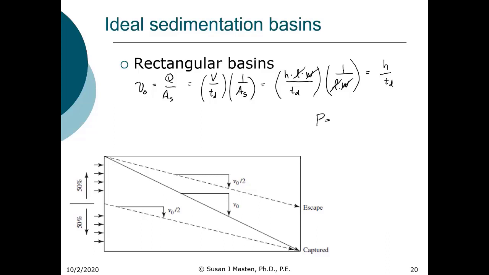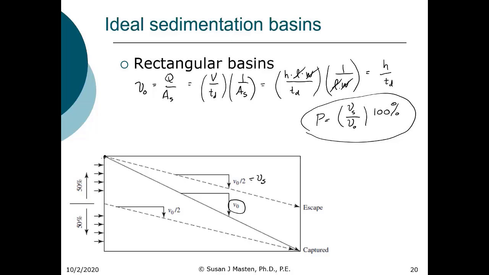And the percentage of particles removed is equal to the terminal settling velocity divided by the overflow rate times 100% for a rectangular basin. So you can see it here. This is height. So we have an overflow rate. This is our overflow rate here. We have a particle that has a terminal settling velocity that's 1/2 of the overflow rate.